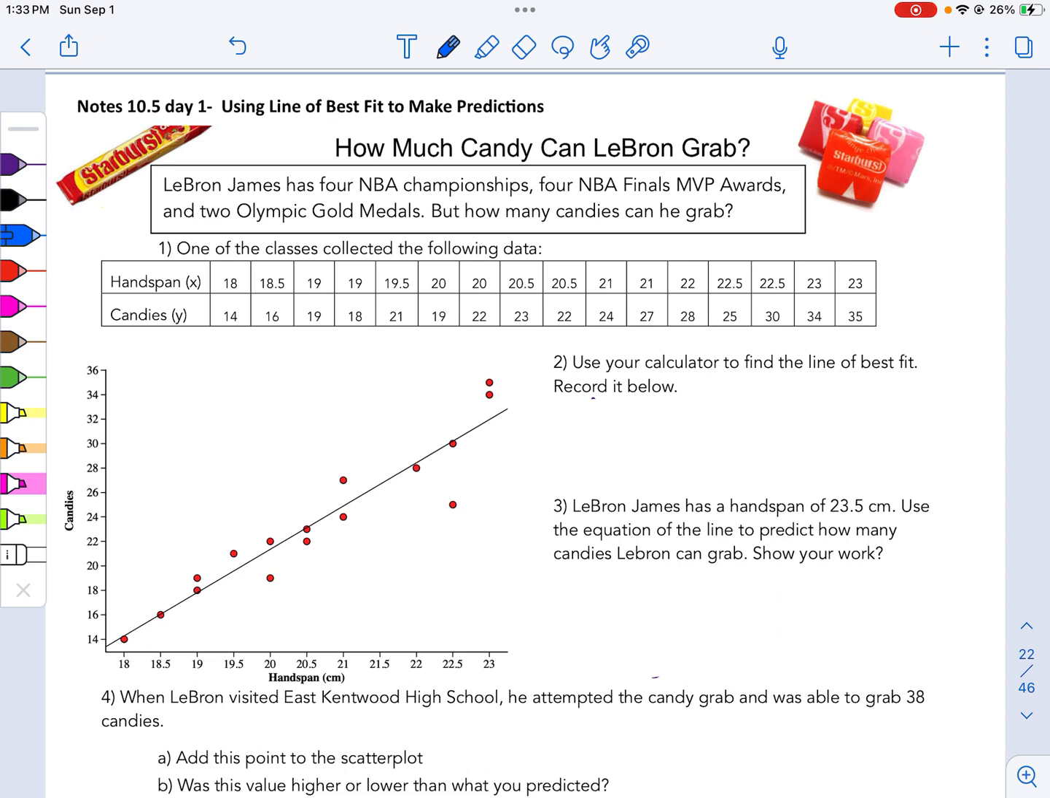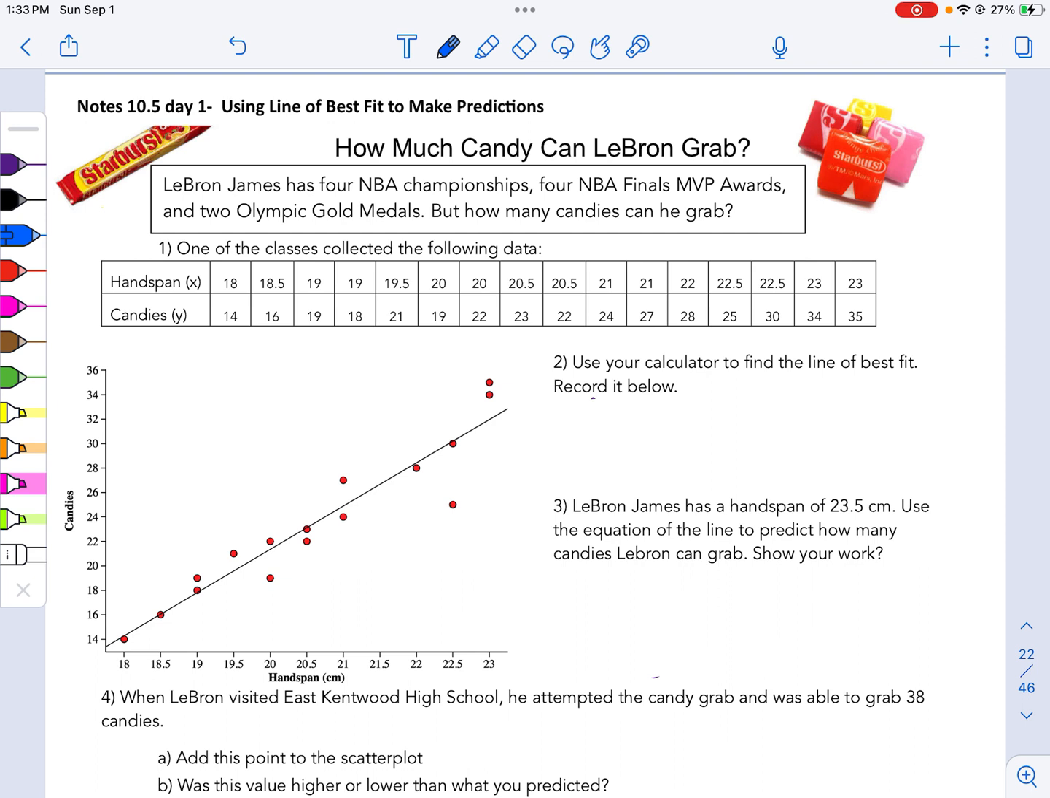All right, so yesterday we did the candy grab, where you put your hand into a bowl of candy, tried to grab as many as you could, and sometimes people with bigger hands got more candies than people with smaller hands. Okay, so we're going to use this class set of data below, and we are going to try to find the line of best fit.